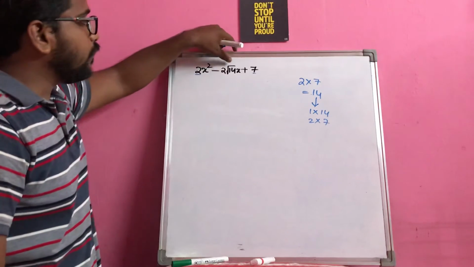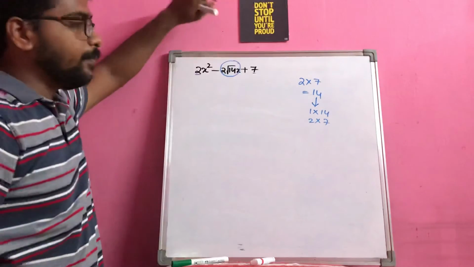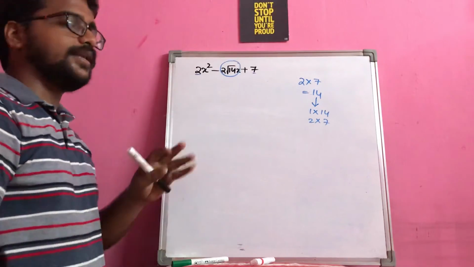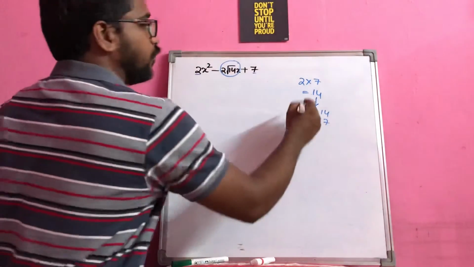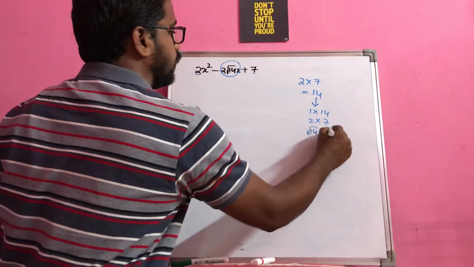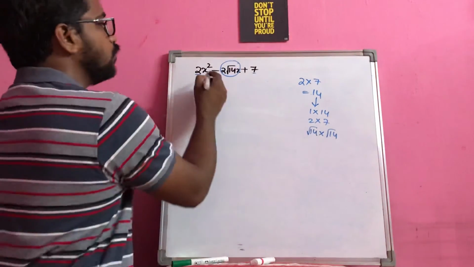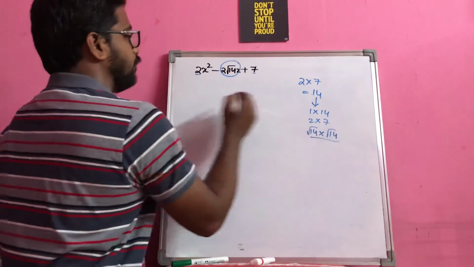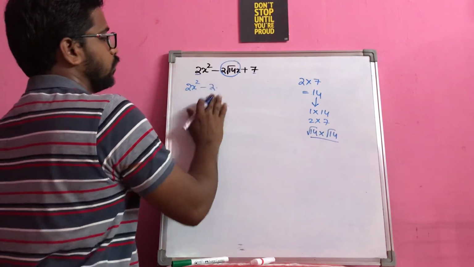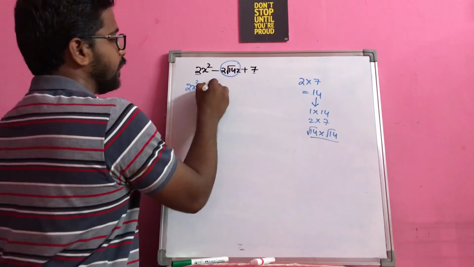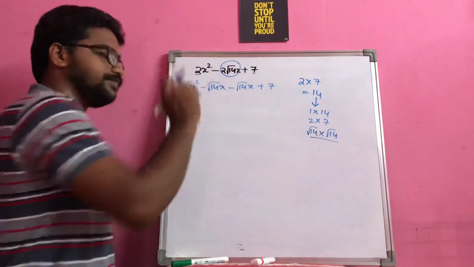But if you see your requirement here, this is in terms of an irrational number. So that means you have to write this 14 in such a way that an irrational number comes into the picture. So this 14 can be written as root 14 into root 14, correct? Because root a into root a is again a. So this 2 root 14 will be coming from this. So 2x square minus this 2 root 14 I am writing it as root 14x minus root 14x plus 7.